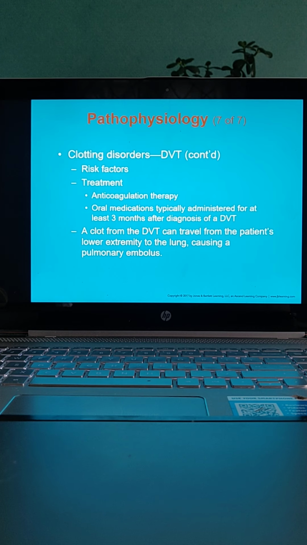Clotting disorders, DVT continued, risk factors, treatment, anticoagulation therapy, which would be a medication. Oral medications typically administered for at least 3 months after the diagnosis of a DVT. A clot from a DVT can travel from the patient's lower extremity to the lung, causing a pulmonary embolism.